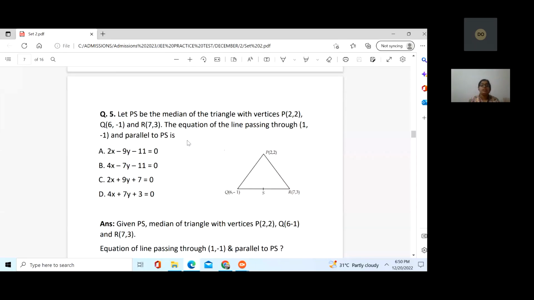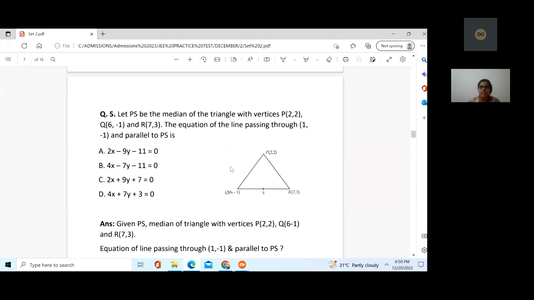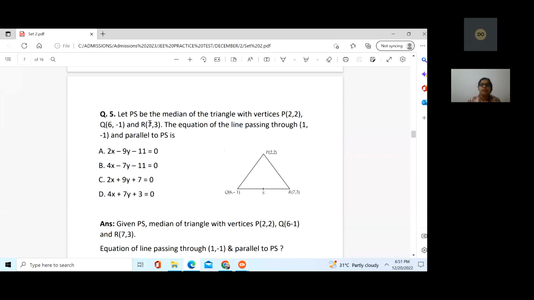In some of these types of questions, they'll provide you the options, and in other cases they'll provide you the diagram. In that case, you need to start by drawing the diagram first. PS is termed the median of the triangle, and the vertices are all given: P is (2, 2), Q is (6, -1), and R is (7, 3). You need to find the equation of the line passing through (1, -1) and parallel to PS.